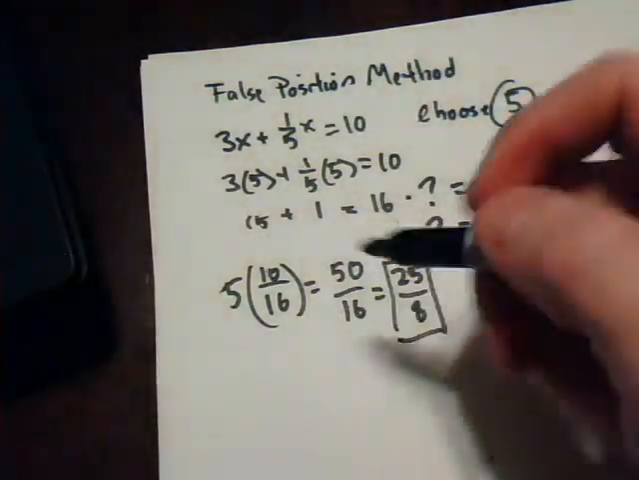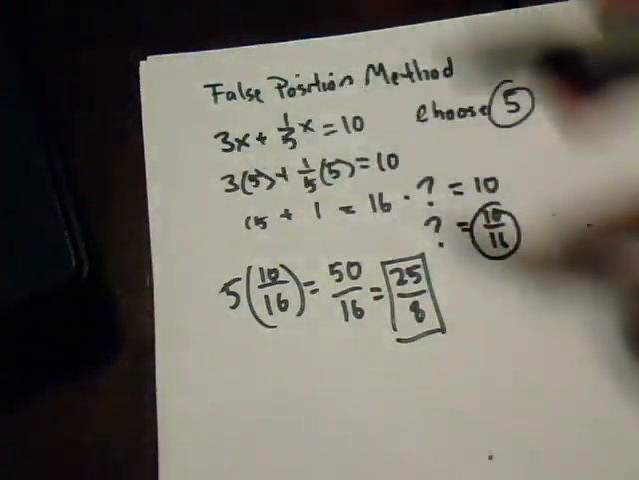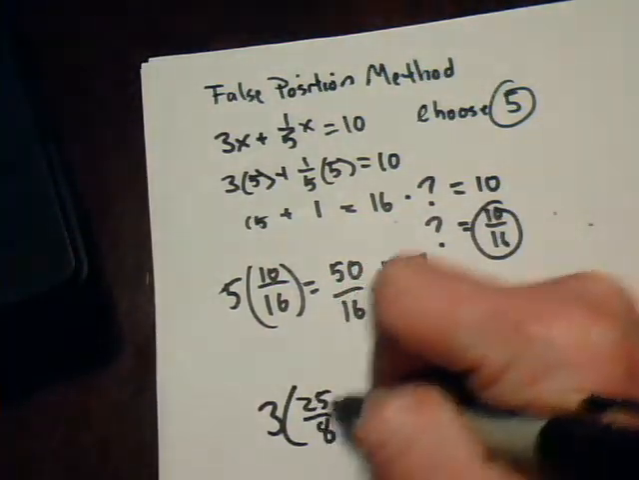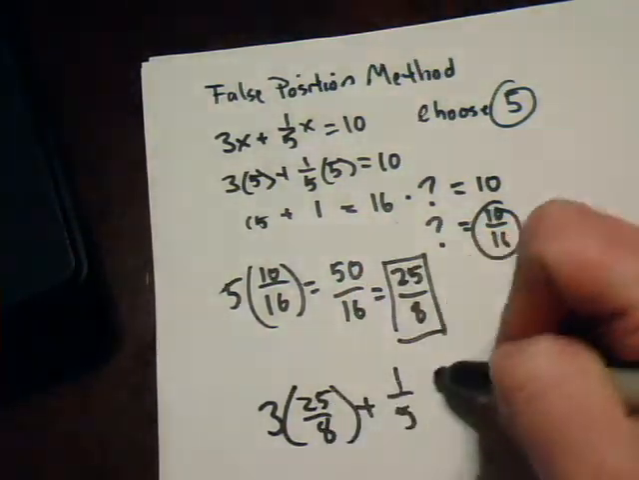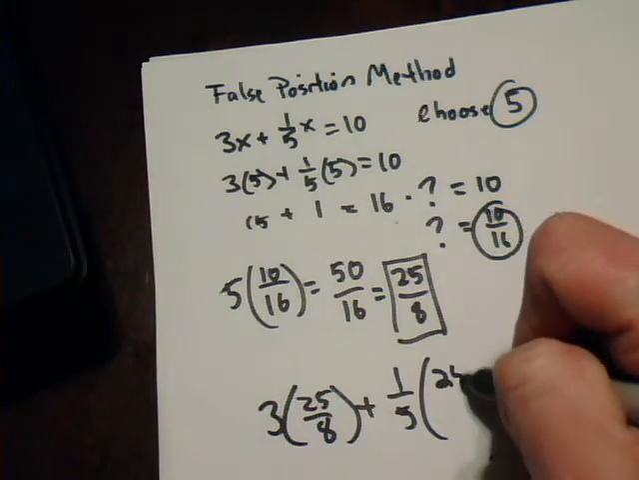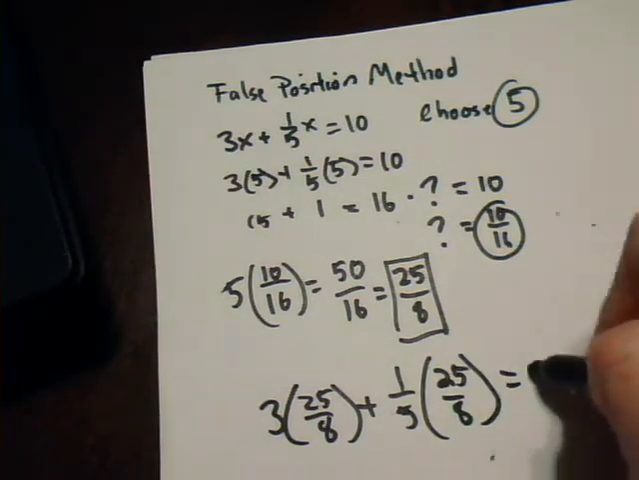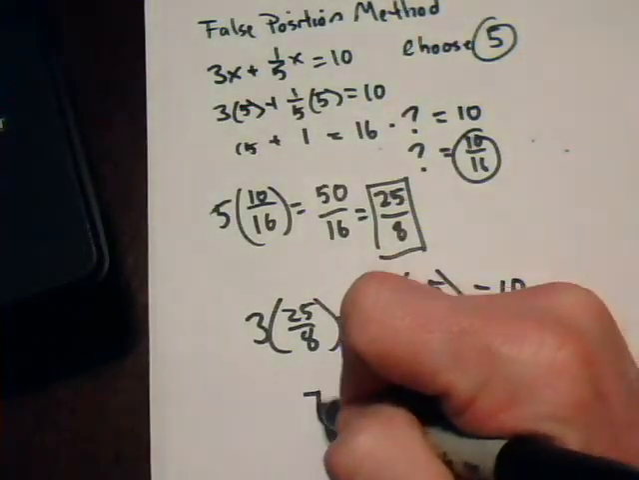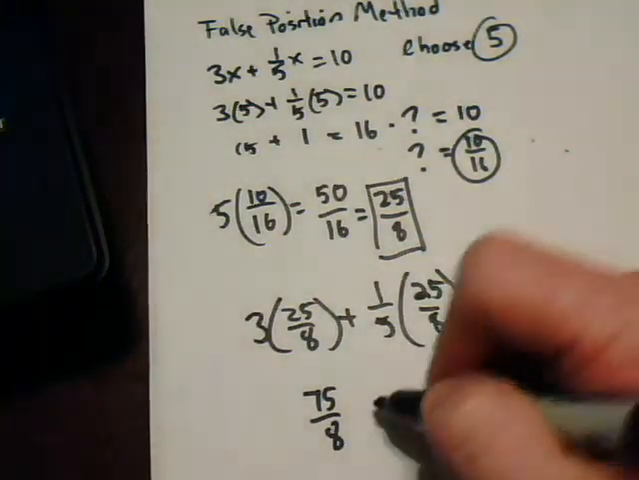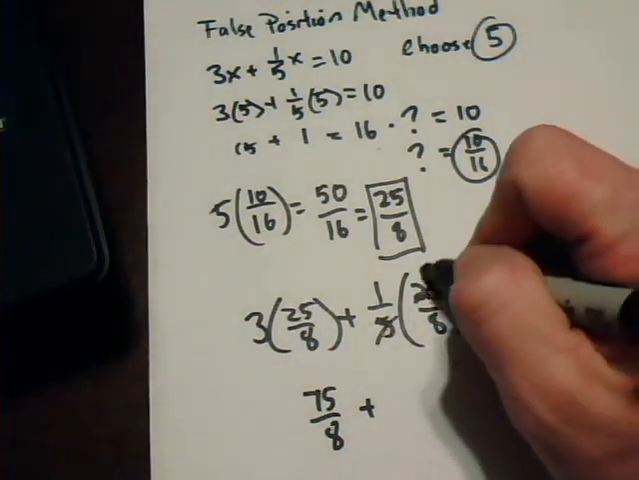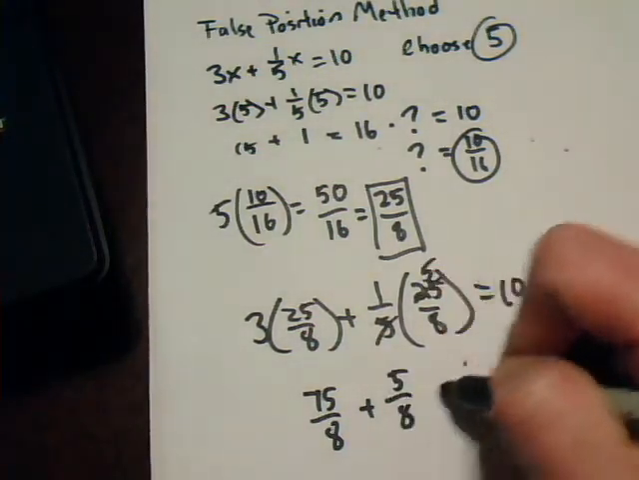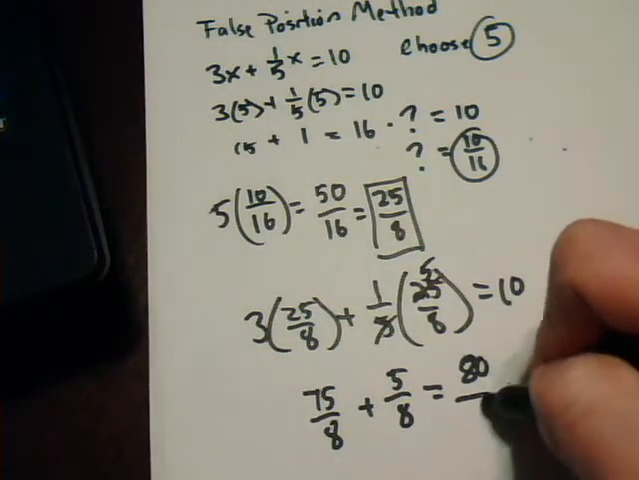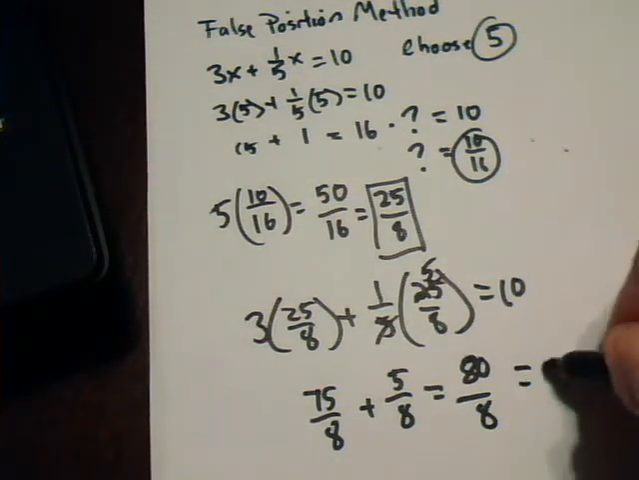All right, let's check our answer. We're going to use our equation up here. 3 times 25 over 8 plus 1 over 5 times our answer, 25 over 8, equals 10. This gives us 75 over 8 plus, oh, this reduces to 5 over 8, which is 80 over 8, which is 10.